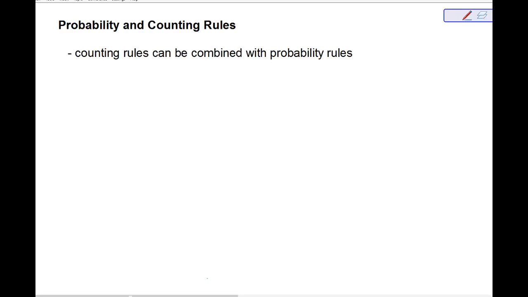In previous videos, we have looked at the different probability rules such as multiplying rules, addition rules, and the conditional probability rules. We have also looked at counting rules. Those include the fundamental counting rule, the permutations, combinations, and factorials. In this video, we're going to look at how we can combine the counting rules with probability rules. Meaning, we want to know the probability of an outcome given that there are multiple different combinations of something happening.